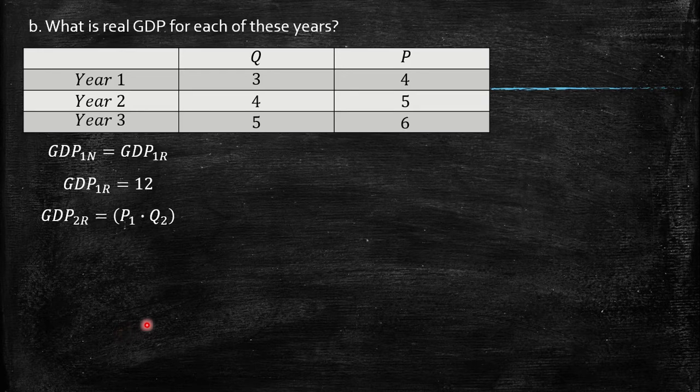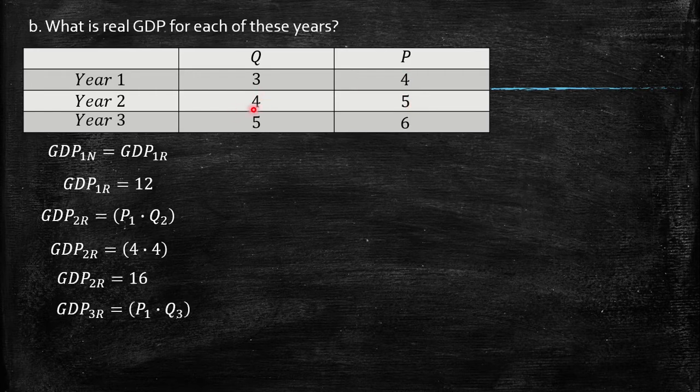Then for year 2, this is the change, price 1 instead of price 2, because we are computing the real GDP. So then we have 4, which is the price, times 5, times 4, which is the quantities, and then we have 16, and then price 1 times quantity, this one, so it should be 5, right? So here definitely it is a mistake, so it should be 4 times 5, so we have 20, right?